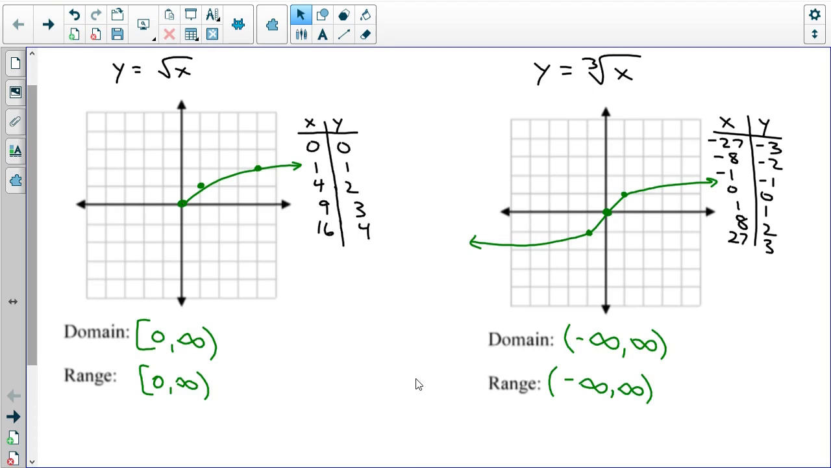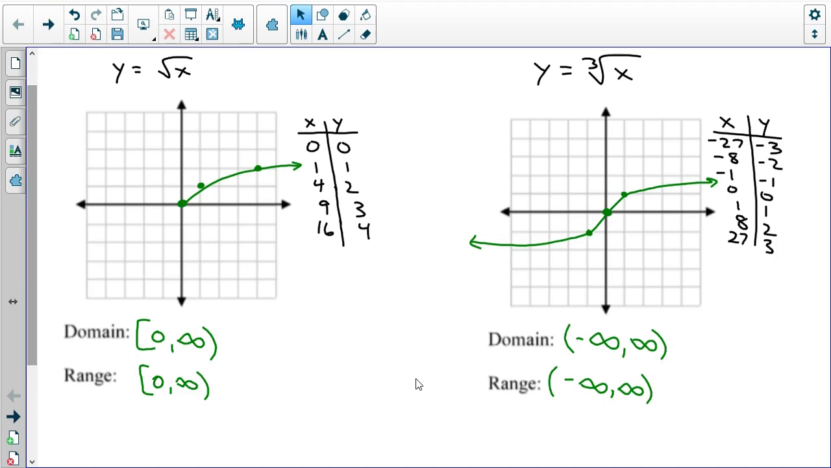We're going to talk about graphing irrational functions. So the things that we're going to really focus on are the square root and the cube root function. I have the basic square root and cube root functions graphed already on our screen.